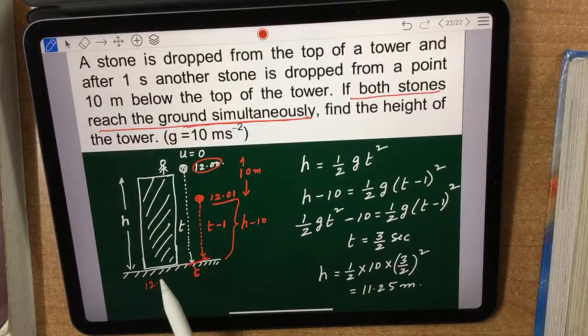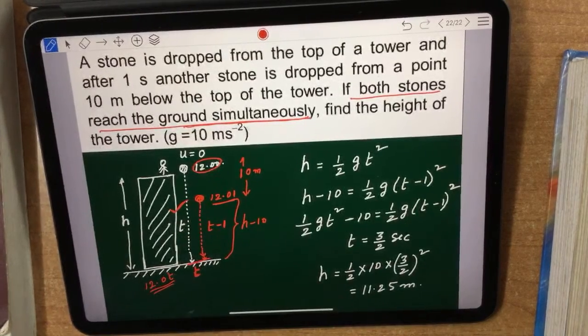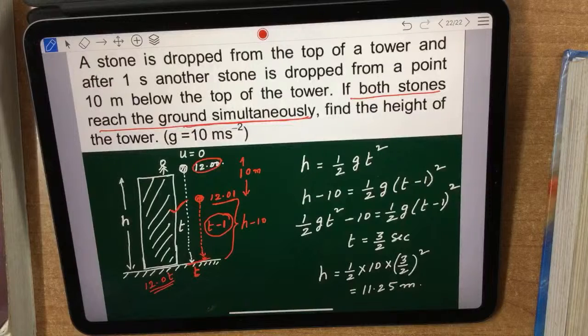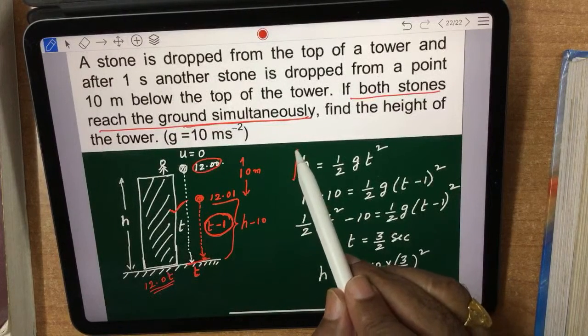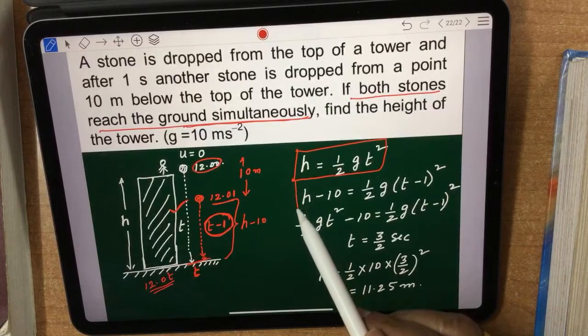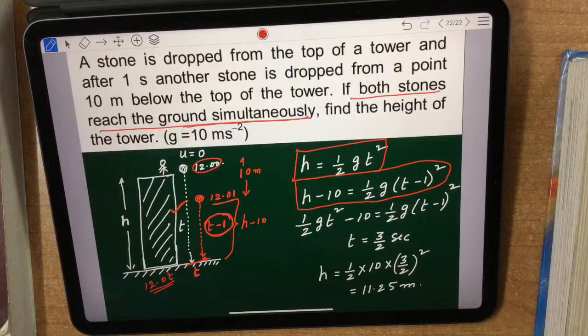Let us say both are reaching at 12:t, touching the ground at the same time by the watch. That means if the first one takes time t seconds, the second one takes t minus 1 seconds. So for the first body apply h is equal to half gt square. For the second body, h minus 10 is equal to half g times t minus 1 whole square. Anyhow, u is 0 for both bodies.